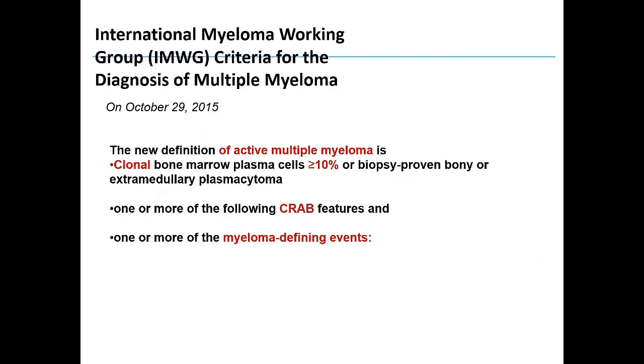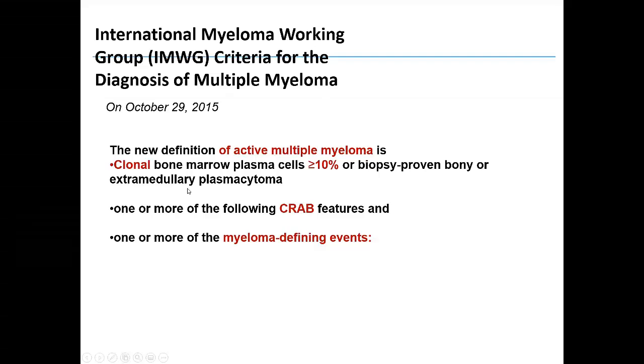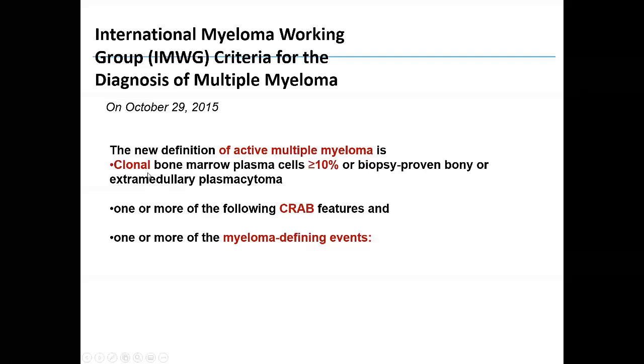Things have changed now. In 2015, which is the latest one as far as multiple myeloma is concerned, the International Myeloma Working Group has been working for the last 20 years. Whatever criteria they are giving, everybody is following those criteria all over the world. Now they say that the new definition of active multiple myeloma is clonal bone marrow plasma cells, which should be more than 10%. See, Salmon Durie said more than 30%, but this says more than 10%. But then the plasma cells should be clonal, or there could be an extramedullary plasmacytoma.